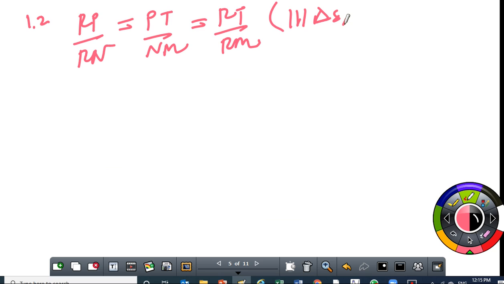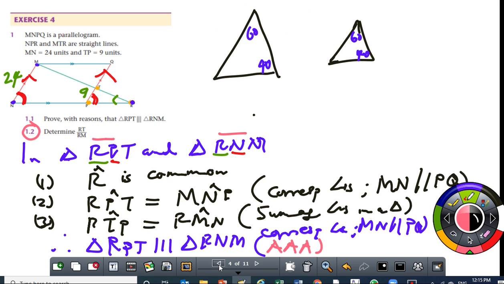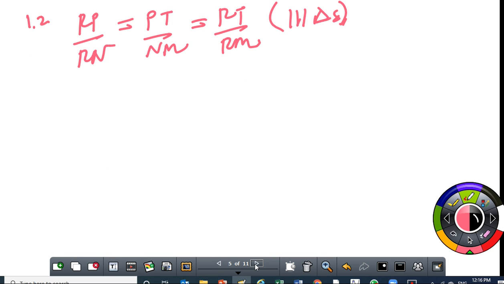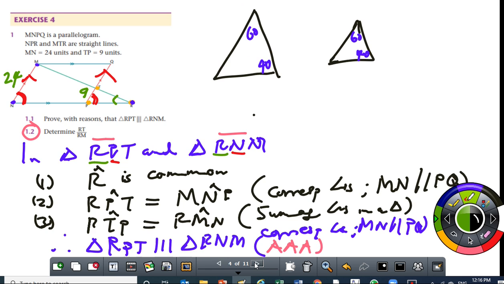Now, among those 3 ratios, 2 of them, I know their lengths, but which ratio do I want to get? If you look at the question, it's RT over RM. It's RT, this one here, that's the one that I want to get. But based on the question, what information am I given? I'm given MN and TP. Right? MN, this one here and that one.